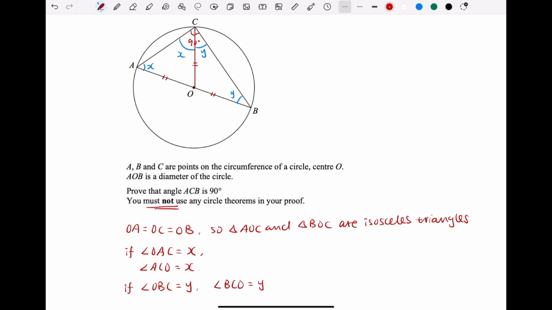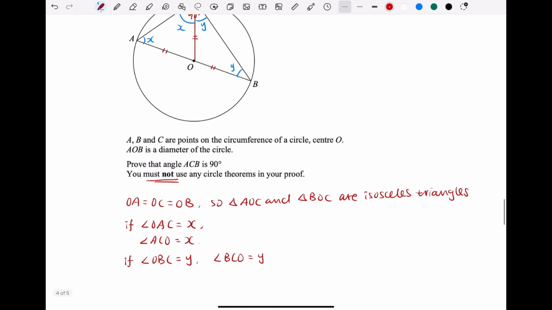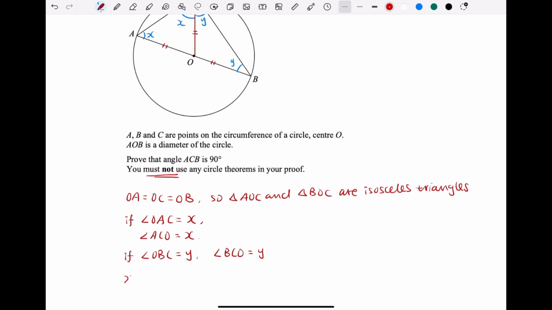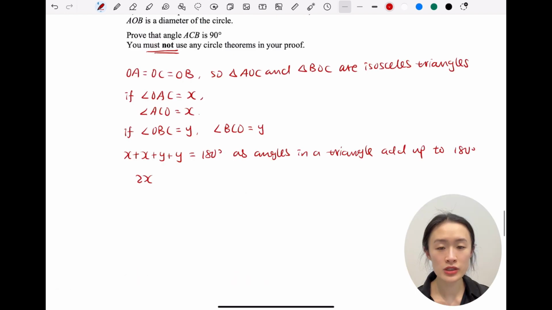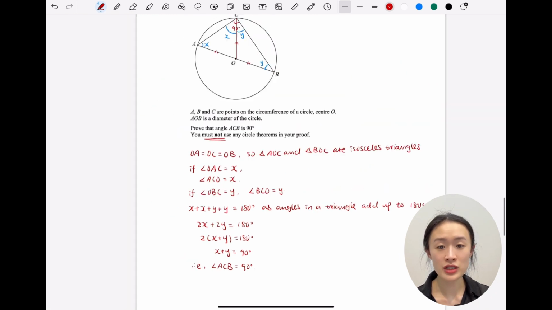We need to use the fact that angles in a triangle add up to 180. Therefore, we have 2x plus 2y is 180. Factorize out 2 and divide both sides by 2. We will have x plus y is 90 degrees. And x plus y is our angle ACB. Therefore, we have finished the question.